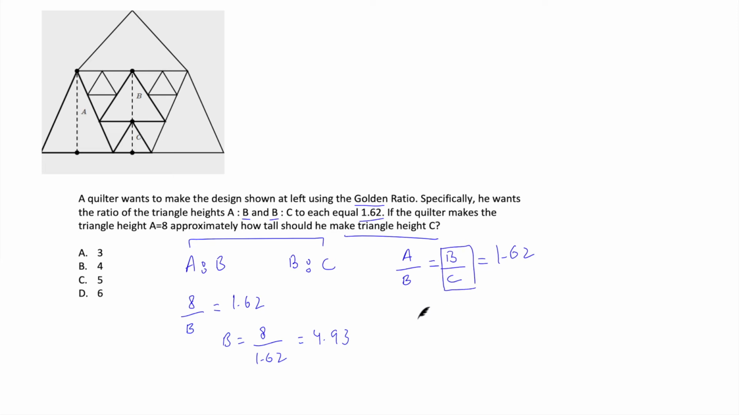Now you need to use this proportion. So B over C equals 1.62. B is 4.93 over C equals 1.62, and C equals 4.93 over 1.62. This is our answer. Let me do the calculation. Divided by 1.62 and the answer is 3. That is option choice A.